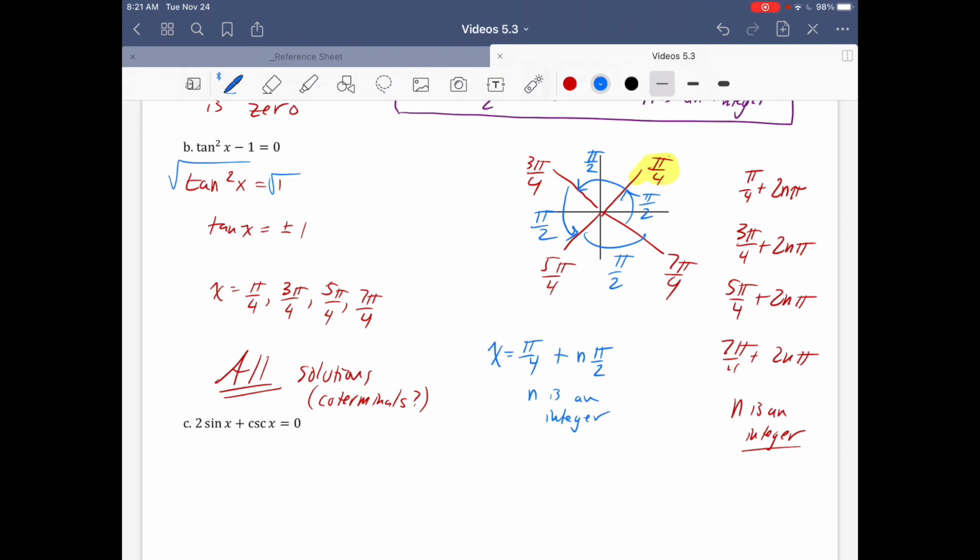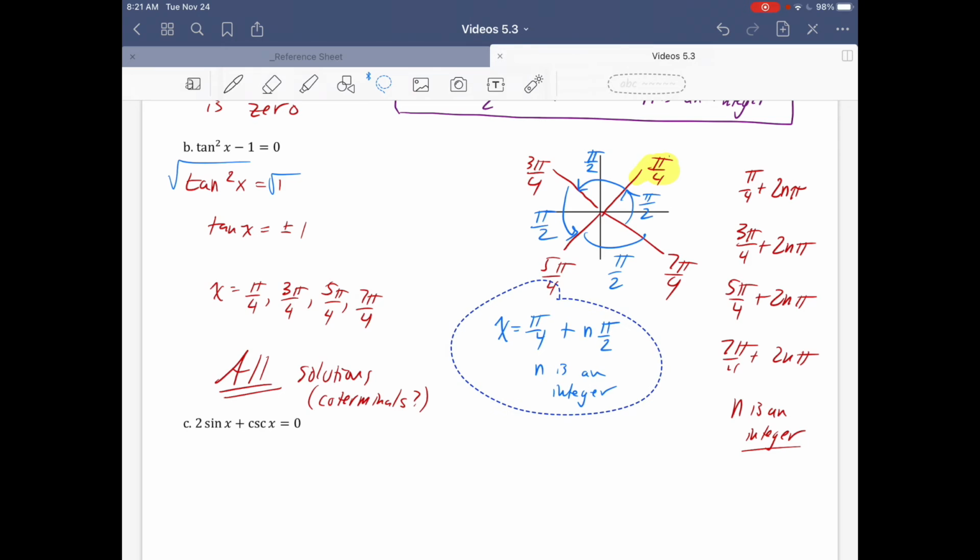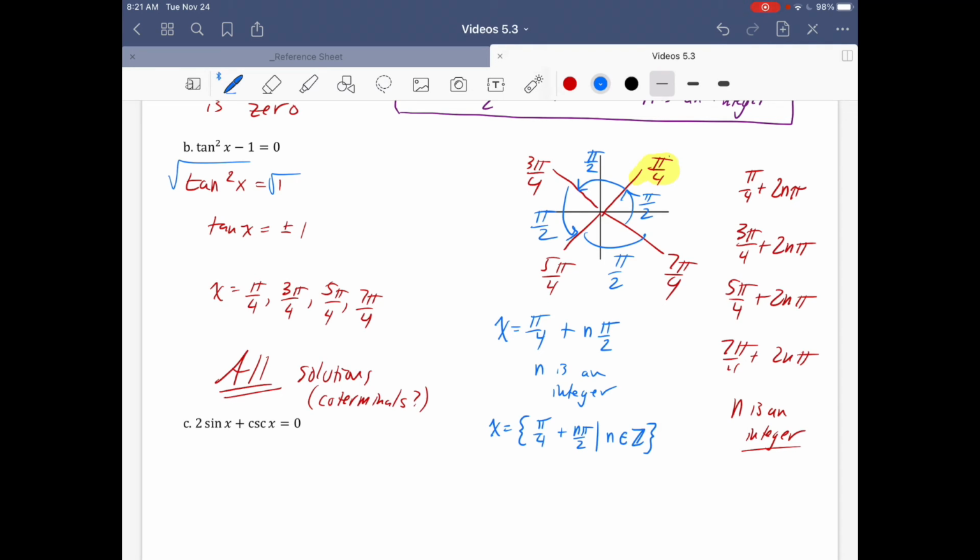In class, we're going to define a different type of notation for this, which we'll formalize in class. But basically what this looks like is x is equal to, we'll put it in set notation, pi over 4 plus n pi over 2, and then we're going to get this set builder notation, meaning such that n is an element of the set of integers. So like I said, we'll define that in class a bit more formally. Either one of these is fine. They're equivalent to one another.